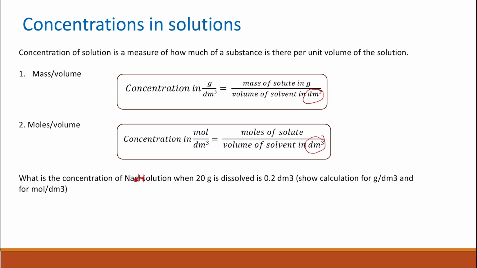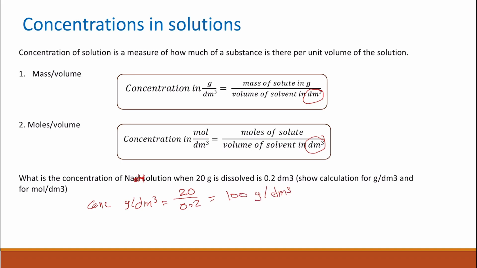As an example, what would be the concentration of sodium hydroxide solution when 20 gram of sodium hydroxide is dissolved in 0.2 decimeter cubed? Show calculation for both gram per decimeter cubed and for mole per decimeter cubed. First of all, it's very simple: the concentration in gram per decimeter cubed will equal the mass, which is 20 gram, over the volume of the solvent in decimeter cubed, which is 0.2. So this is 100 gram per decimeter cubed.